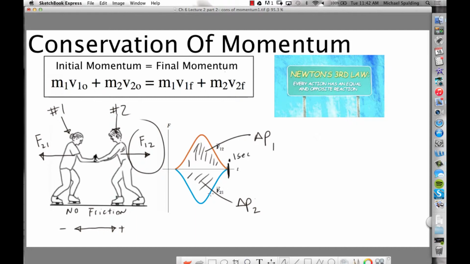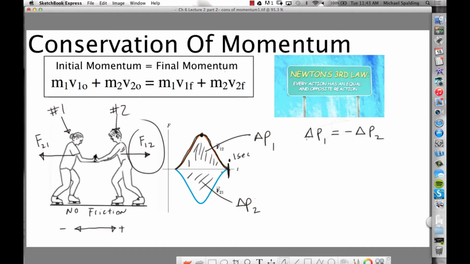Another thing I want to mention, notice how this graph goes up and then down like that. That's pretty much what happens when two objects interact with each other. As these two guys start to push on each other, the force gets bigger, bigger, bigger. It reaches a maximum, and then as they come apart, the force drops back to zero. Does that make sense? So what we're saying here is this: the change in momentum for guy 1 is equal and opposite to the change in momentum for guy number 2. That's what we see from this graph here.